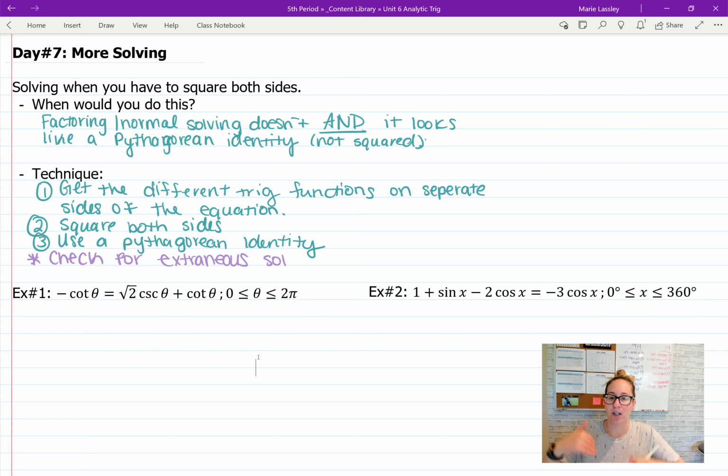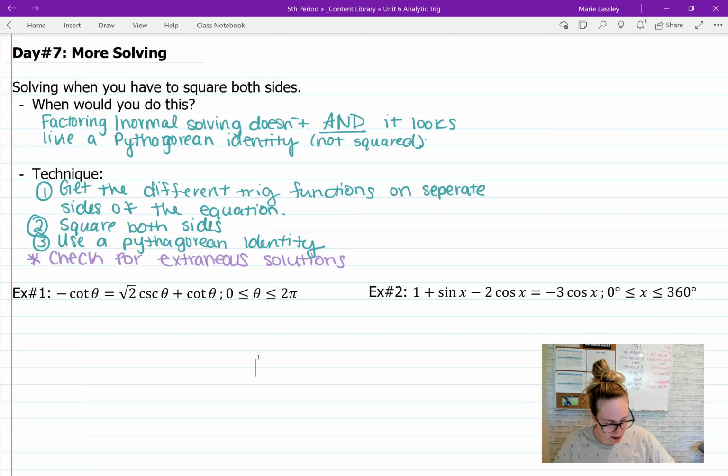So what you're going to do is take your solutions, plug them back into the original equation, and see if they work. And usually it's pretty quick. Remember, you have calculators that can do that. Just make sure that if your problem is in degrees, you use degree mode. If your problem is in radians, you use radian mode. Okay, so now we're going to do 2 examples so you can see what this looks like.